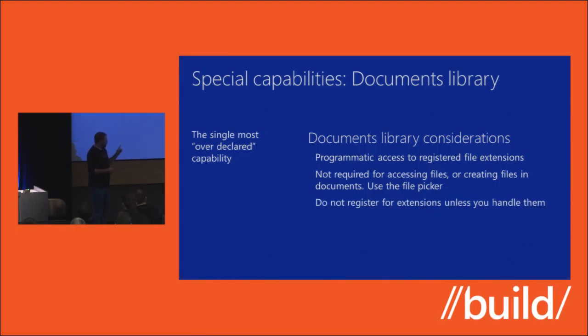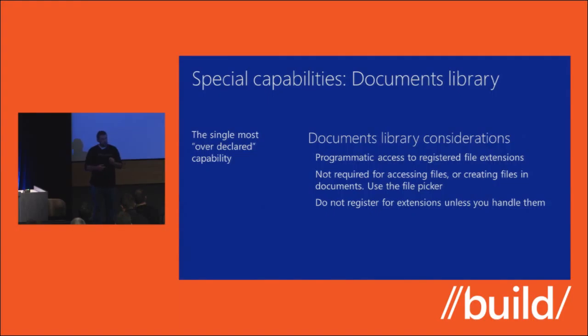Additionally, in order to make use of the documents library, you have to register for the file extension and declare yourself a handler. This leads to a lot of customer confusion. I've seen examples where developers have said, hey, I know how to handle text files, and I'm going to declare the documents library, and I'm going to say I handle text files.